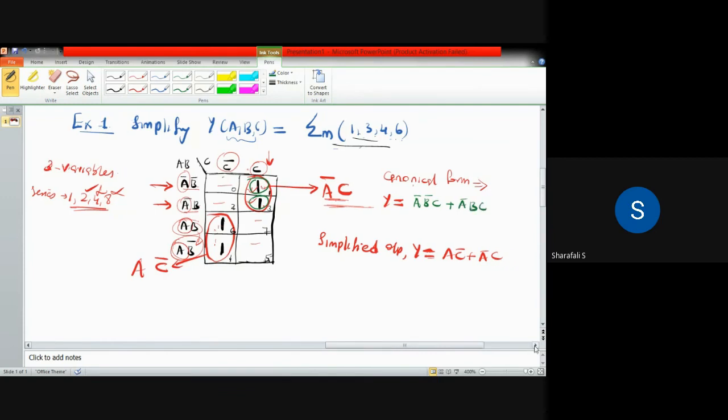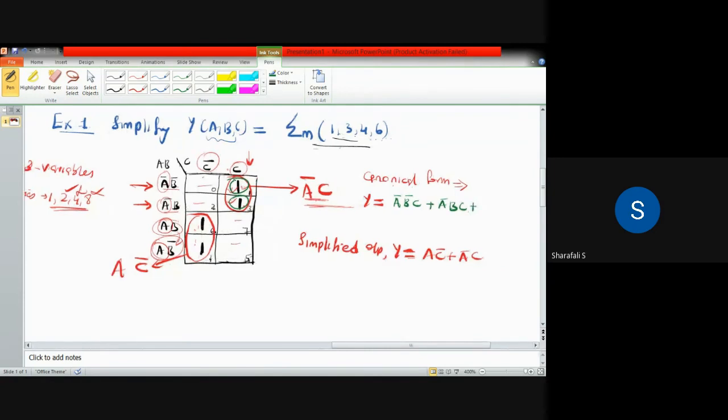The next one is plus this one, that value A B C bar, plus the last one, A B bar C bar. Okay, so this is the canonical form.